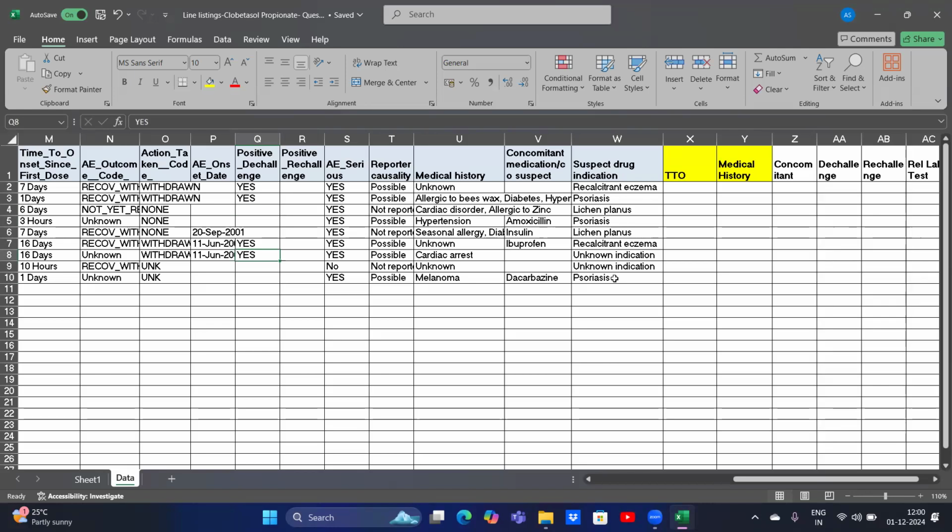Ideally, in every line listing, there would be a narrative. Instead of a narrative, they have provided all the columns, so that's why everything is crystal clear here. But you have to look into the narrative to see why they are saying positive dechallenge.